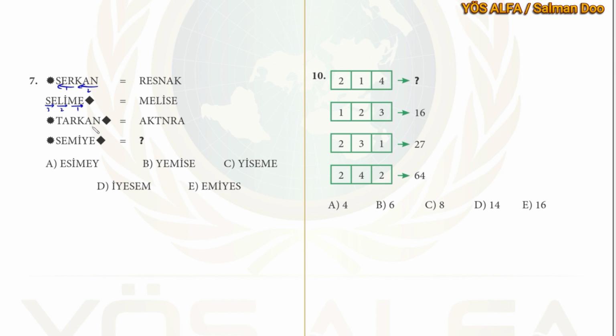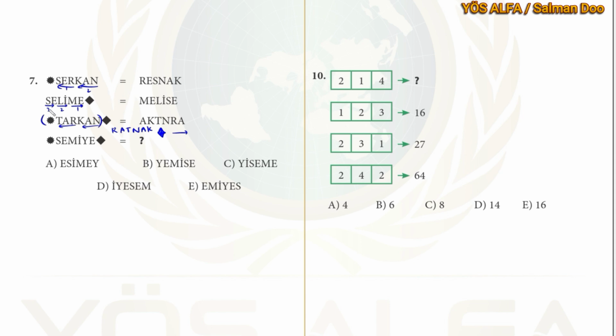So for the third one, we need to figure out which one to use first. Either we'll first do the star operation, or if it doesn't work, we will first do the diamond operation and then the star operation. Let's check the first one first, the star operation. So if we do the star operation for these letters, it becomes 2 steps. So we have this and that. So RAT and NAK.